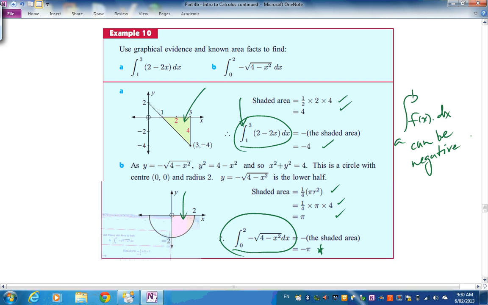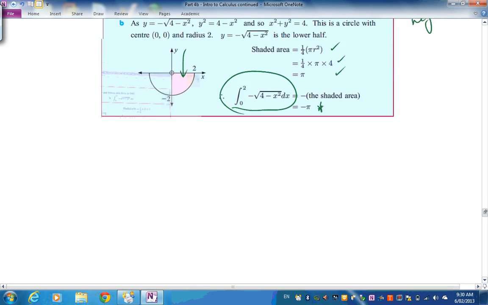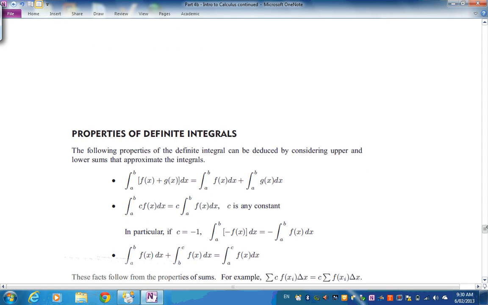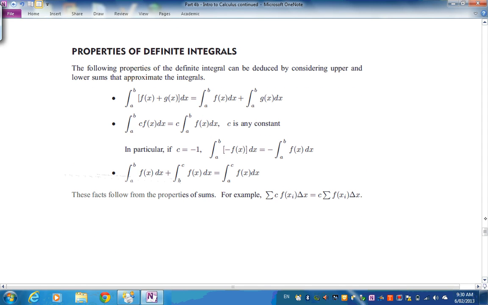Okay, I want you to go on now and do the final little set of exercises here. There they are, and there are the answers. So pause the presentation there and have a go. Right, I'm going to move on now to the properties of definite integrals.